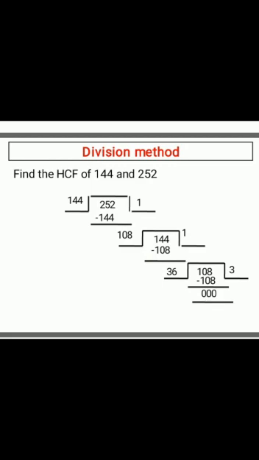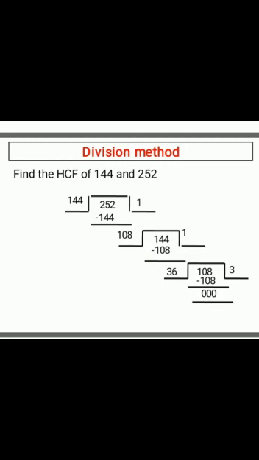Now this remainder, that is 108, you are again going to divide the previous divisor. So your previous divisor was what? 144. So divide the previous divisor by the remainder in the division. So your remainder was 108 and your previous divisor is 144. So you are going to divide 144 by 108. So 108 ones are 108. After subtracting 108 from 144, you get 36.